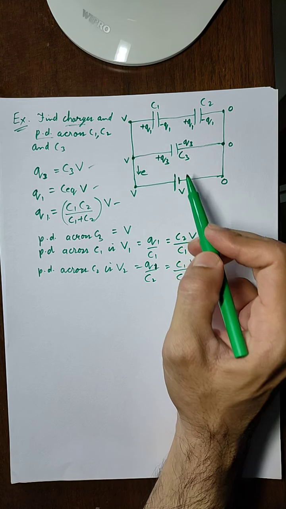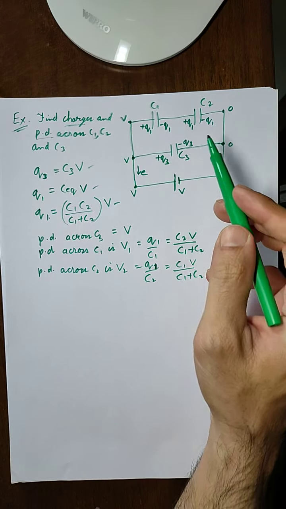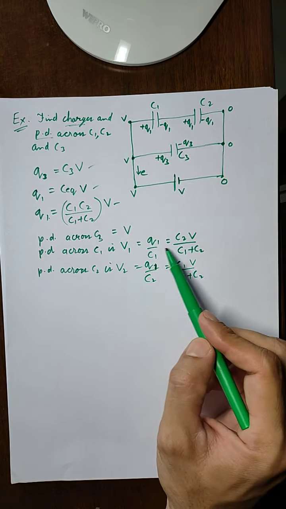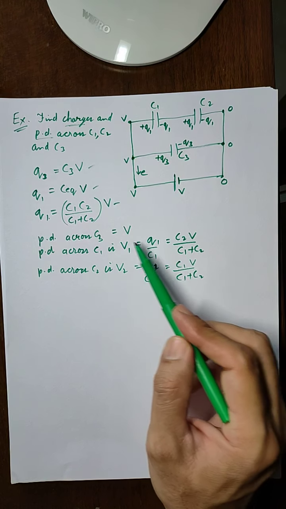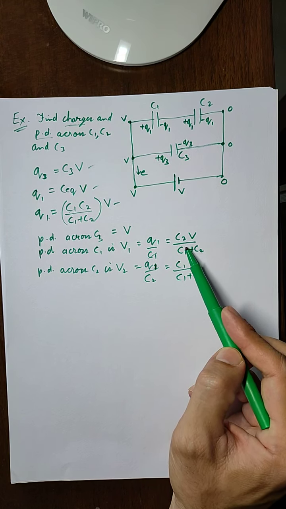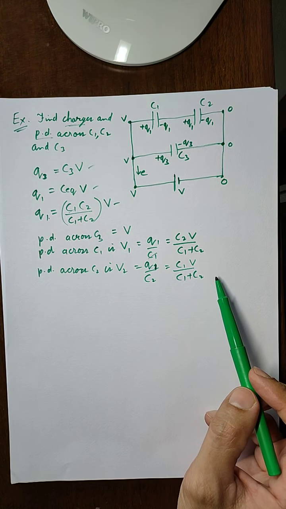C3 has the same potential difference as the battery, so the potential difference across C3 is V. The potential difference across C1 can be given by Q1 upon C1. Substituting the values, the C1 will get cancelled out and you will be left with this expression. Similarly, the potential difference V2 is given by this, in which C2 will be cancelled out and you will get C1V upon C1 plus C2.